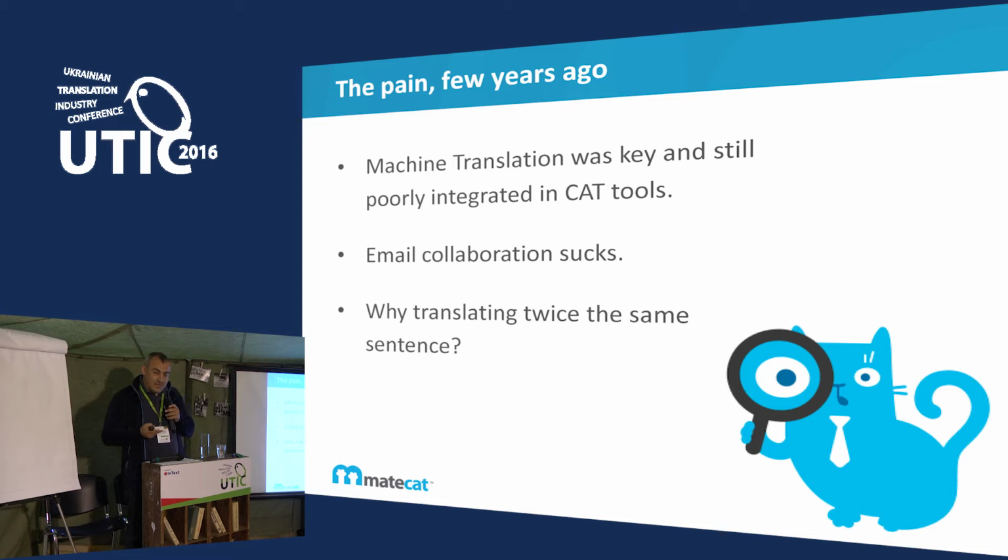The second reason why we started is that email collaboration sucks. Unfortunately, there is no other term for me to explain that, but email is not very efficient for any kind of collaboration between people. We think that the cloud and being able to work directly, reviewer, translator, project manager, customer, on the same document online is a much better way to collaborate. It's not only about productivity, it's also about privacy and security.